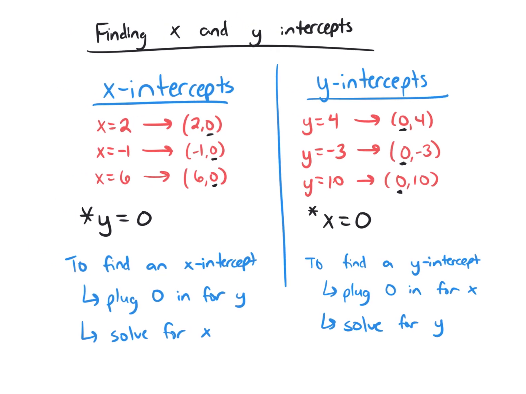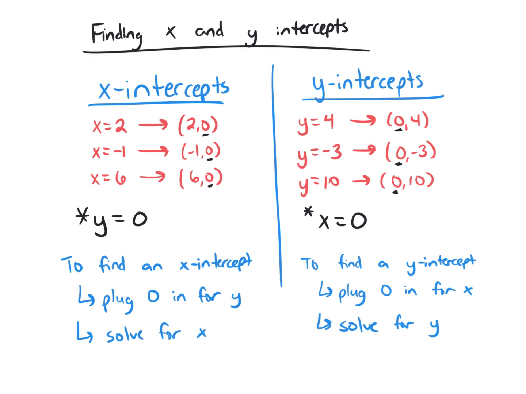Do you notice finding x and y intercepts, you kind of do the opposite of what you would normally think? For x-intercepts, we're plugging 0 in for y. For y-intercepts, we're plugging 0 in for x. Okay, and I'll explain why that is when we do an actual example.